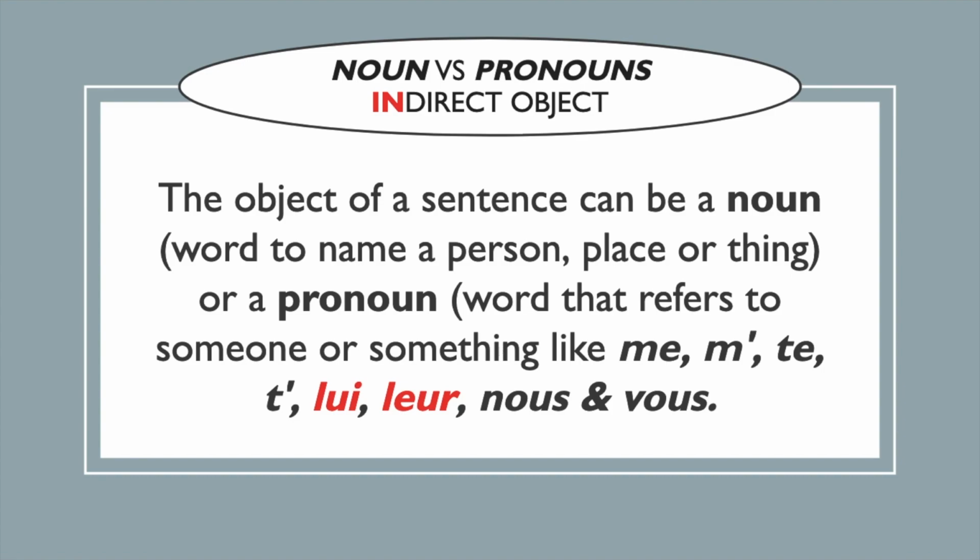The object of a sentence can be a noun or a pronoun, as here we can see me, te, lui, and leur. They are different from the direct object pronouns, nous and vous. Those in black are very similar to the direct object pronouns. Lui and leur are different.